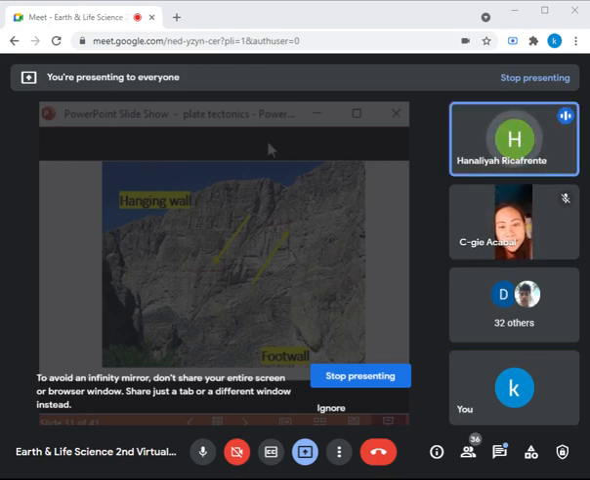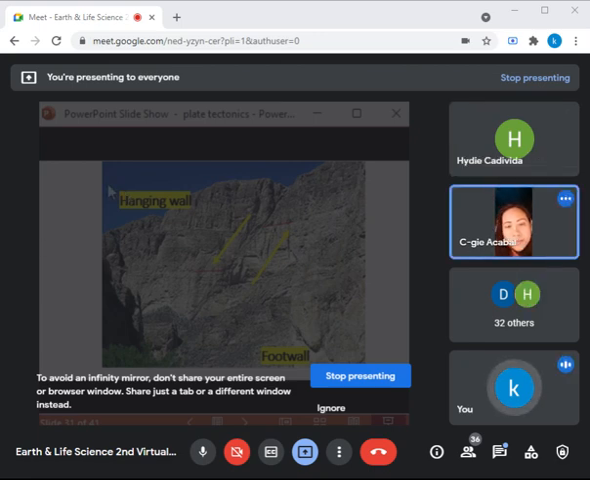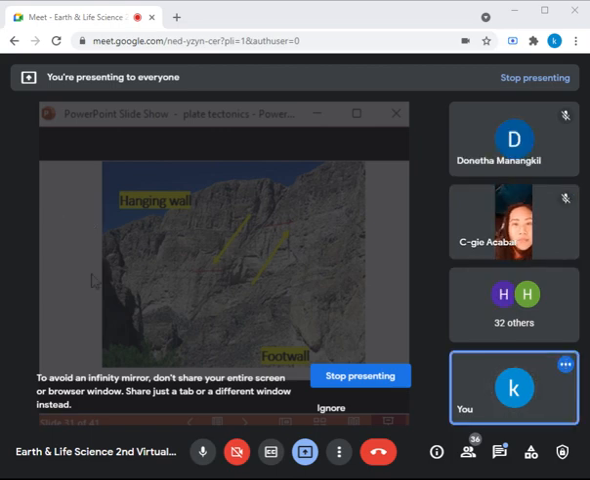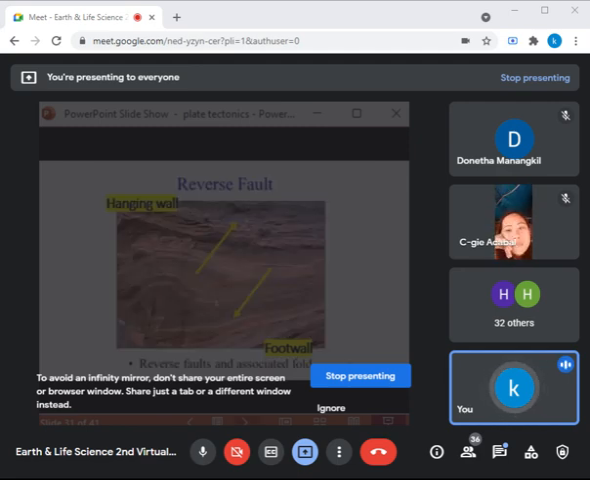Okay. Ang hanging wall niya ni move paingon sa ilalom. They are being pulled away from each other. So this is an example of a normal fault. Then this one is an example of a reverse fault.